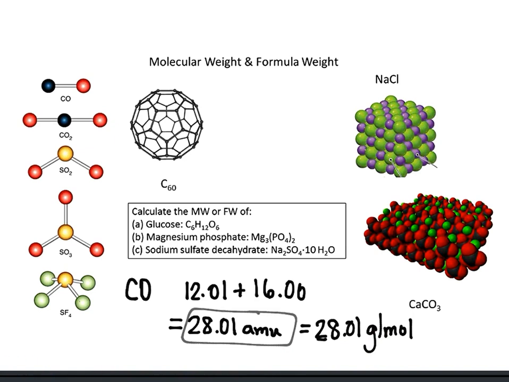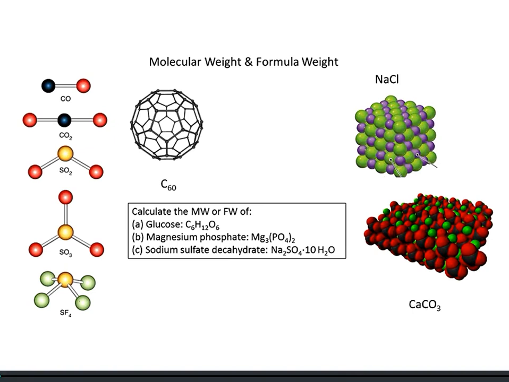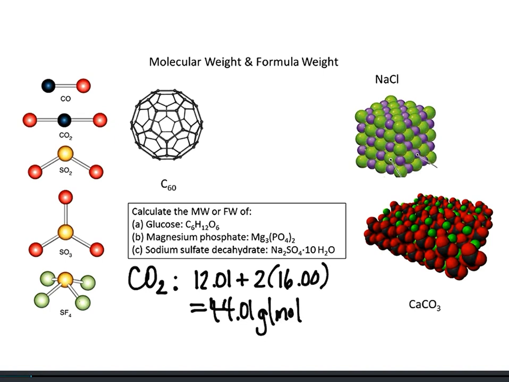Now in terms of significant figures, most of the atomic masses on the table are accurate to the second decimal, or the hundredths place. That's not always true, but the two here are definitely accurate to the hundredths place. Because you're just adding numbers together, you're going to round it to the hundredths place. Now let's do CO2. 12.01 plus 2 times 16.00 is going to give me 44.01 grams per mole.